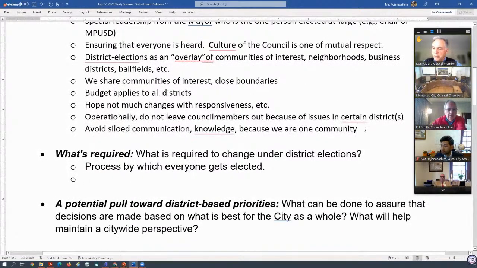So Ed, you make a good point about overlaying on neighborhoods because some of our districts do overlay, meaning that a council member will represent two neighborhoods. I mean, that does happen.